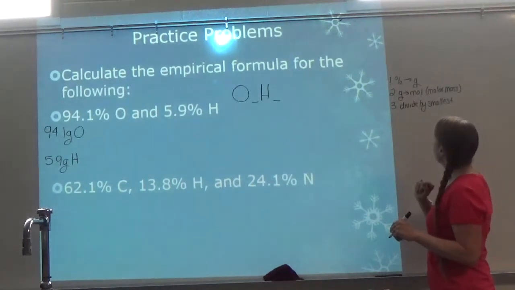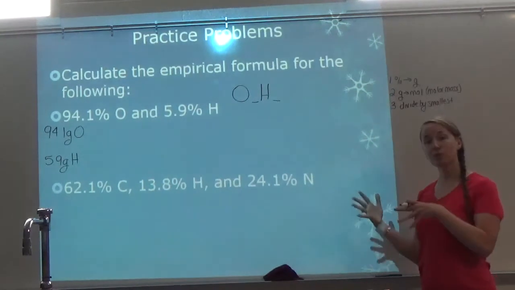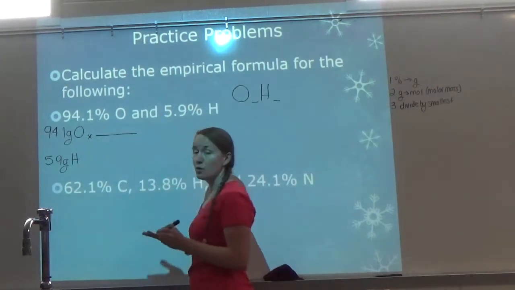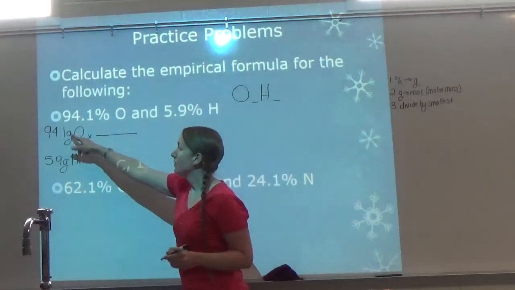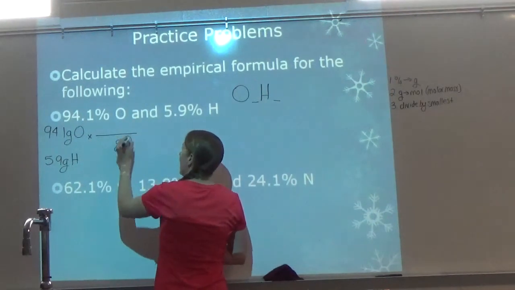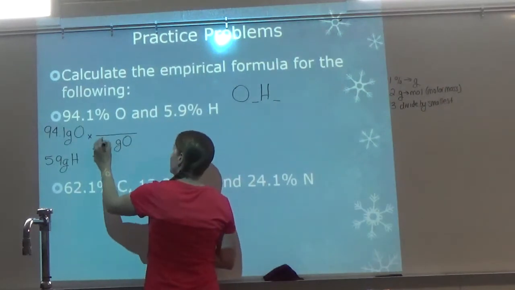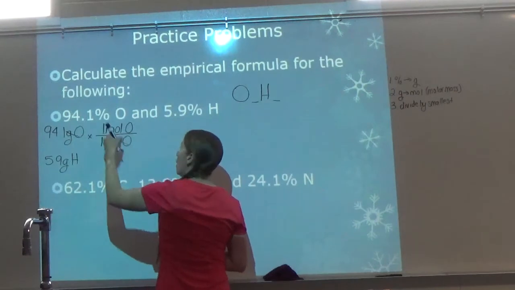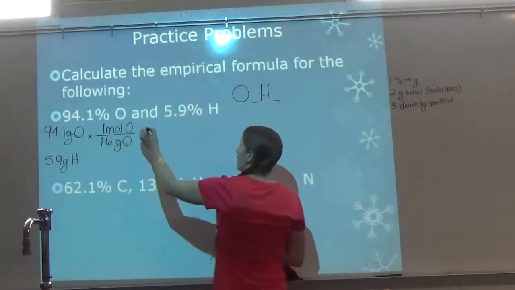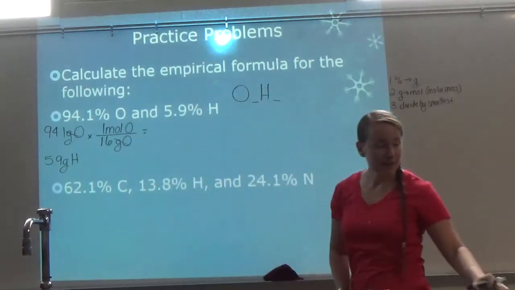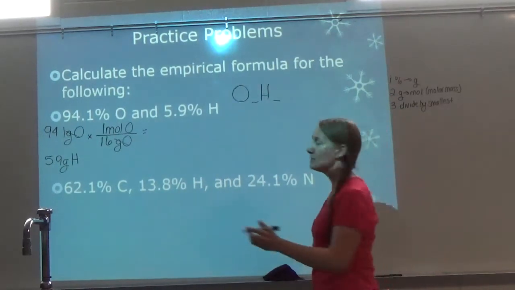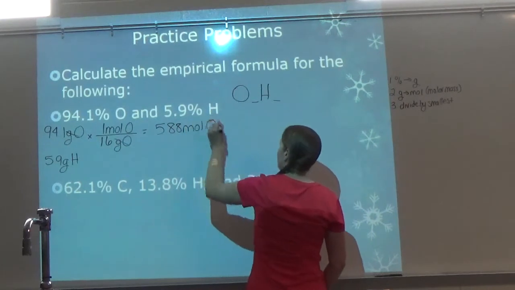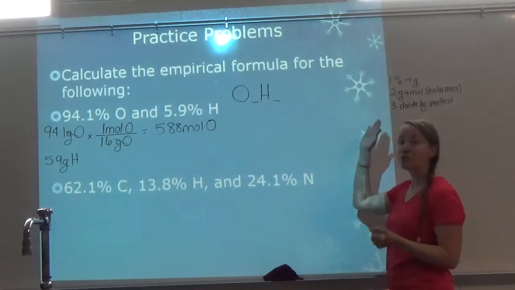Next step is I'm going to convert grams to moles using the molar mass. All right, so remember, we know 1 mole equals molar mass. So for oxygen, grams of oxygen goes on bottom. I'll look at the periodic table, oxygen is 16. That equals 1 mole of oxygen. Remember, molar mass always equals 1 mole. So I do 94.1 divided by 16 grams, and that gives me 5.88 moles of oxygen. So I changed from grams to moles for oxygen.